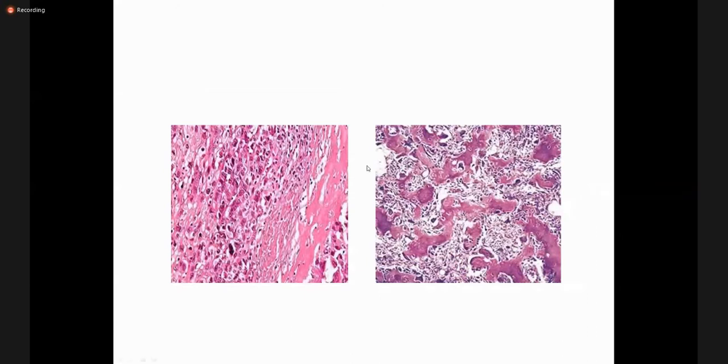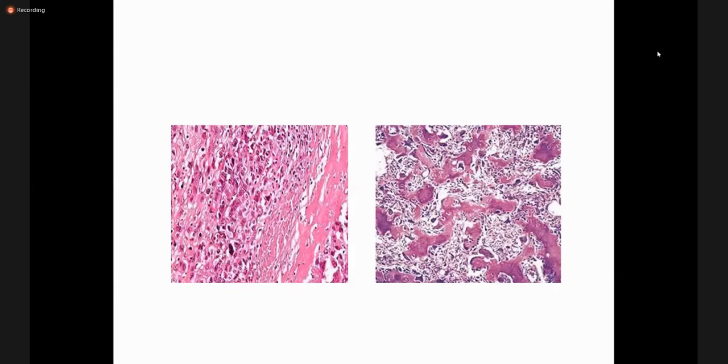Another picture for the osteoid osteoma: sclerotic bone trabeculae, which are surrounded by osteoblasts, and there is presence of osteoclasts. These multinucleated giant cells are the osteoclasts, which are the normal bone resorptive cells. And again, osteoblasts, which are again normal bone cells, which are forming the bone. So osteoblasts are bone forming cells, and osteoclasts are bone resorptive cells, and these are the normal cells which are normally present in the normal bones.